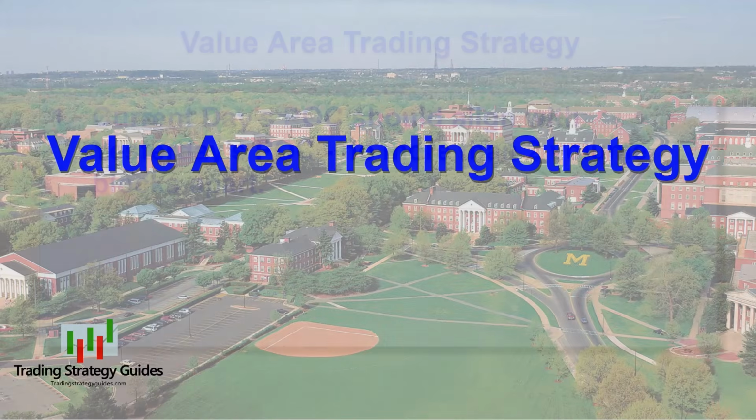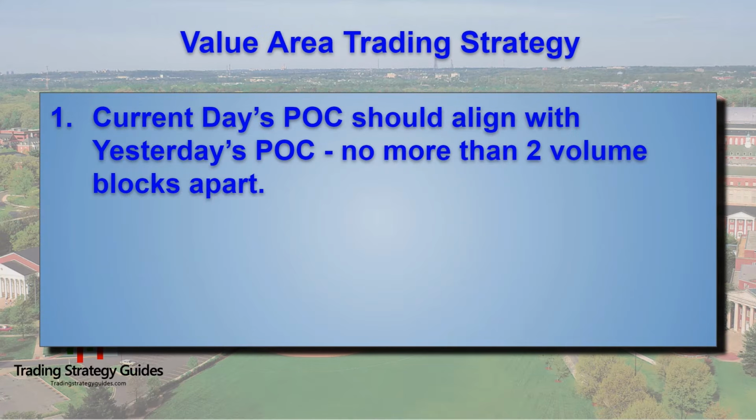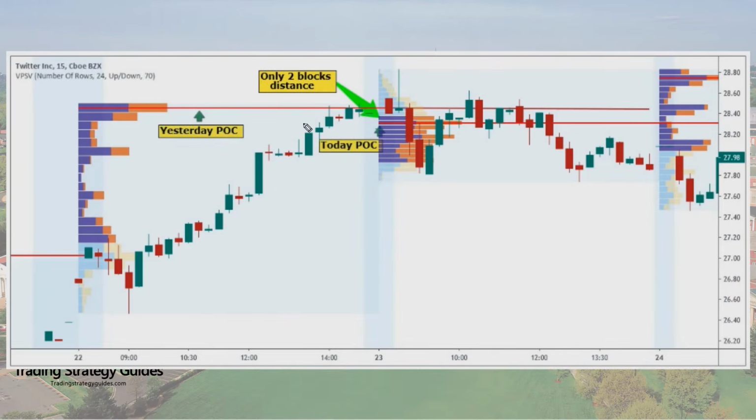Now here's the trade plan. First of all, the current day's POC should align with yesterday's POC. They should be no more than 2 volume blocks apart. So you can see yesterday's POC right here, today's POC right here. They need to be within 2 volume blocks of each other right there. Once this condition is satisfied, it's time to decide which direction to take the trade.